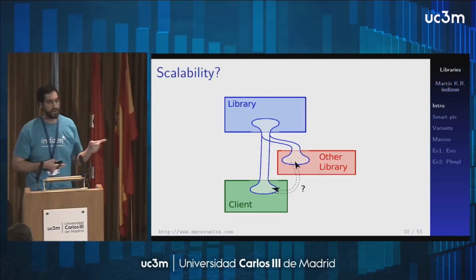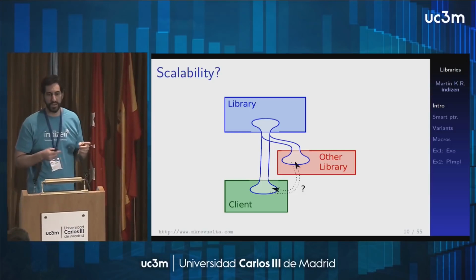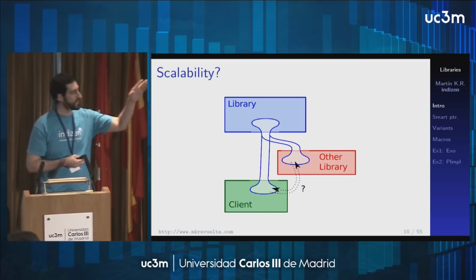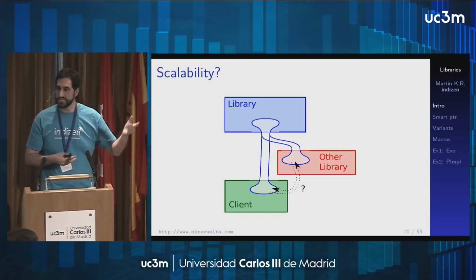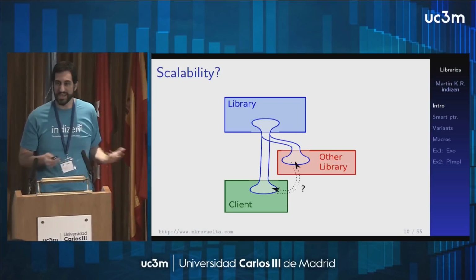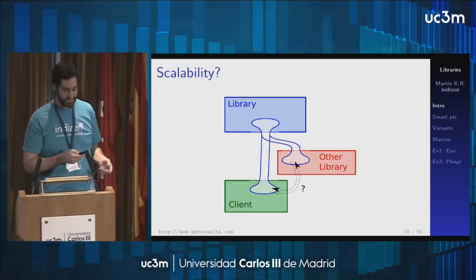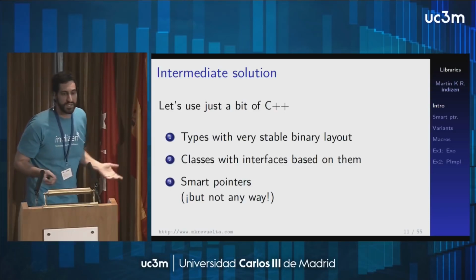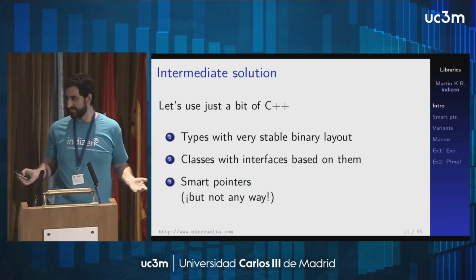So the other library should offer another hourglass implementation and pass through that hourglass its own objects plus the objects of the first library. So that's why I say it doesn't scale. It's a lot of work and it doesn't scale. So my proposal is, let's use C++.